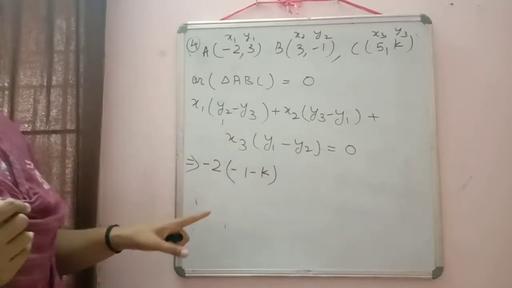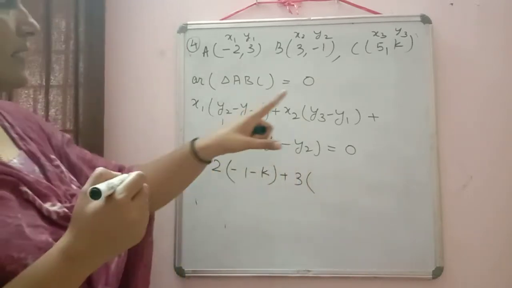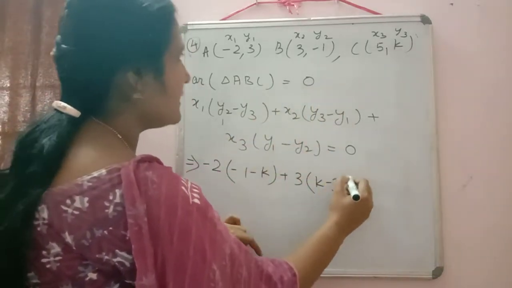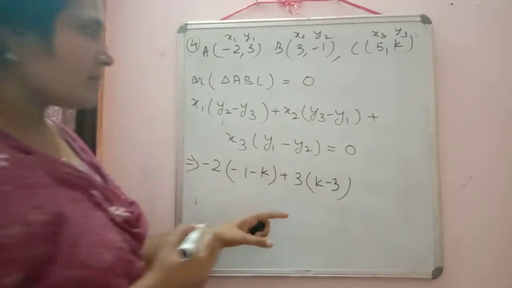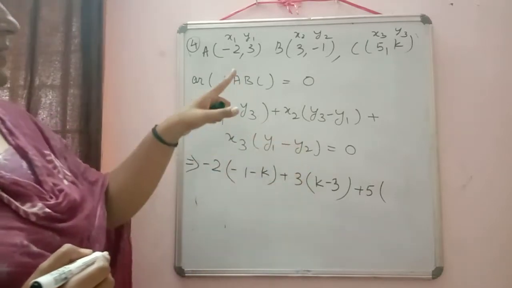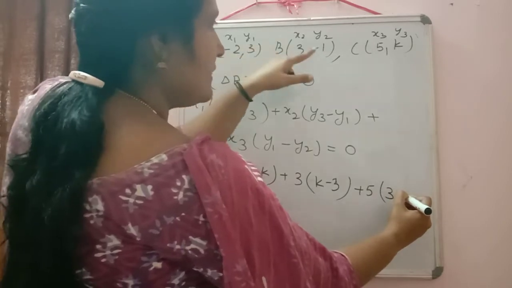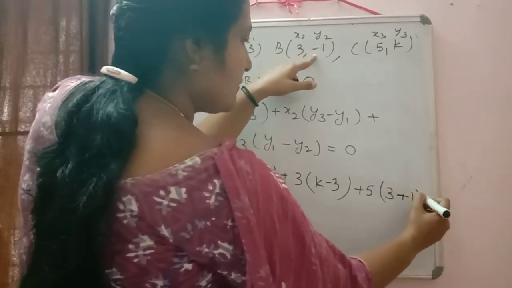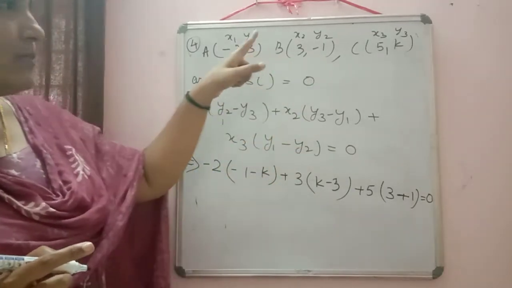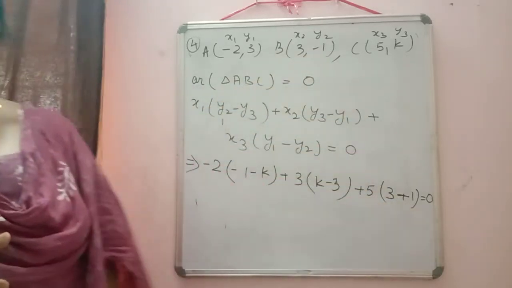So minus 1 minus k plus x2. x2 is 3 into y3 minus y1. y3 is k minus y1 is 3. So k minus 3 plus x3. x3 is 5 into y1 minus y2. So 3 minus 1. So minus into minus will be equal to plus. I am writing it directly there. y1 minus y2. 3 minus 1. So that will be equal to 3 plus 1.